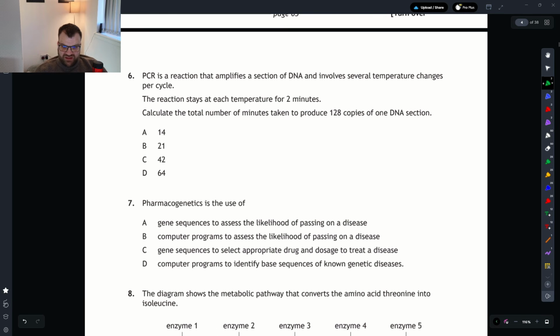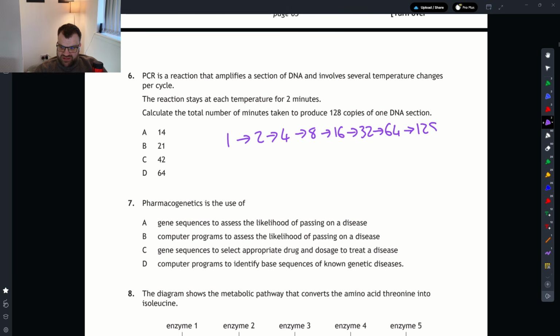Next one, we're at PCR. We're told that 1 cycle is 2 minutes. How long does it take to get 128 copies of one DNA section? So we are just going to keep doubling and doubling until we reach 128: 32, 64, and 128. We have 1 cycle, 2 cycles, 3, 4, 5, 6, 7 cycles.